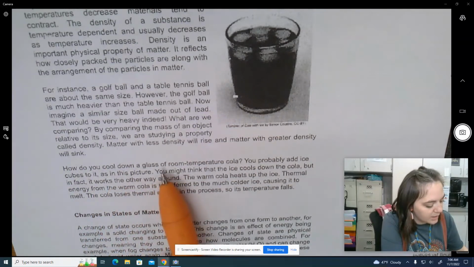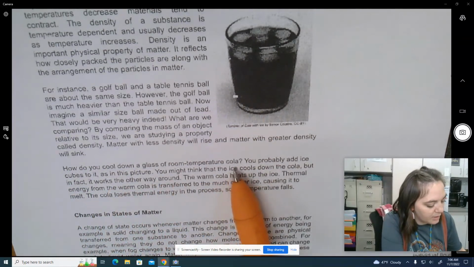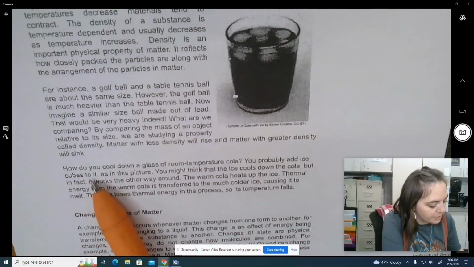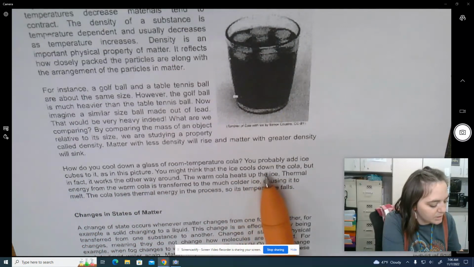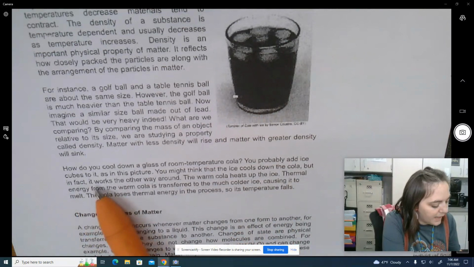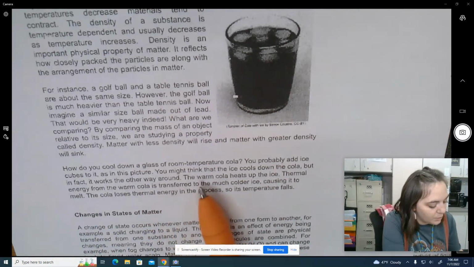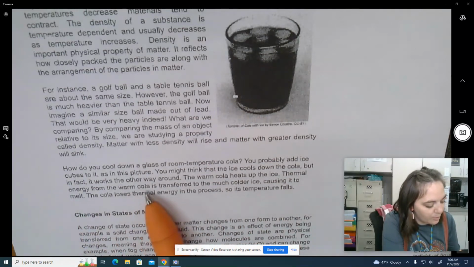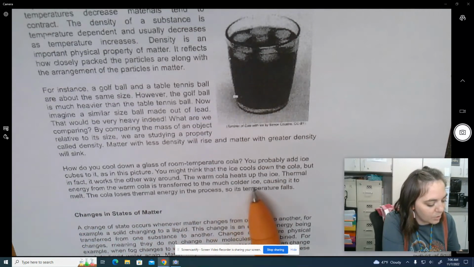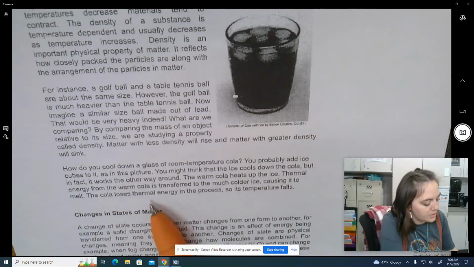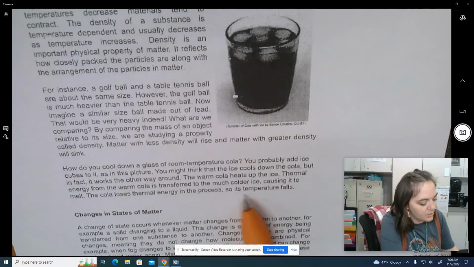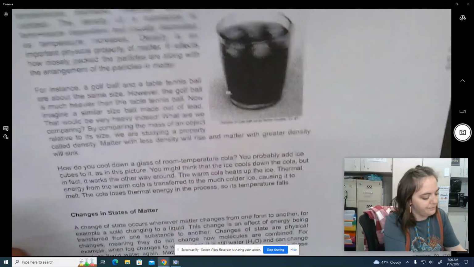How do you cool down a glass of room temperature cola? You probably add ice cubes to it, as in this picture. You might think that the ice cubes cool down the cola, but in fact it works the other way around. The warm cola heats up the ice. Thermal energy from the warm cola is transferred to the much colder ice, causing it to melt. The cola loses thermal energy in the process, so its temperature falls.